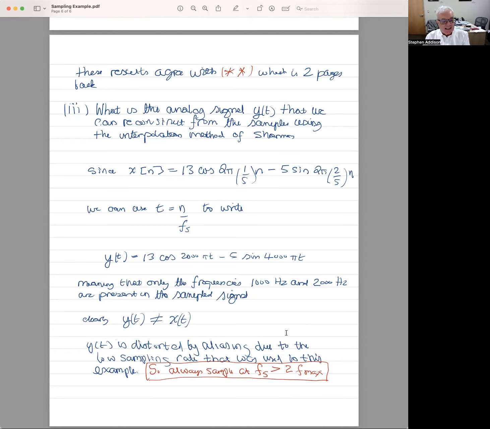That means there are only 2 frequencies present in the reconstructed sample signal, a frequency at 1,000 hertz and a frequency at 2,000 hertz. So very, very clearly, the reconstructed signal is not equal to the original signal, and the reconstructed signal y of t is distorted because of aliasing due to the low sampling rate, and the moral of this example is always sample at rates that are more than twice the maximum frequency present in the original signal.